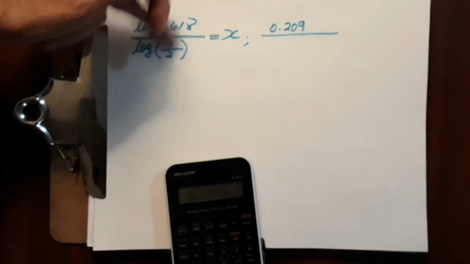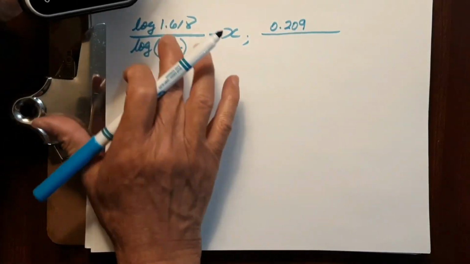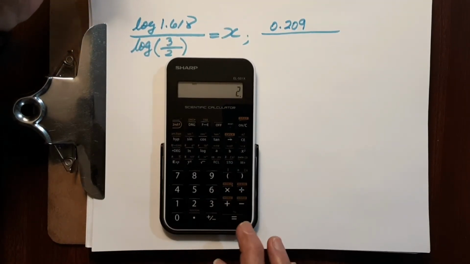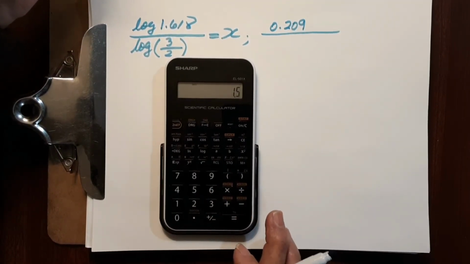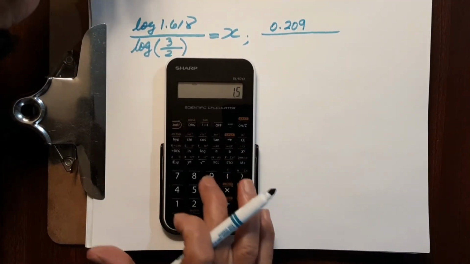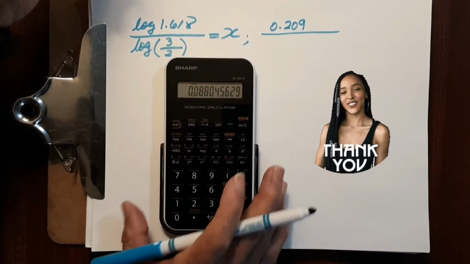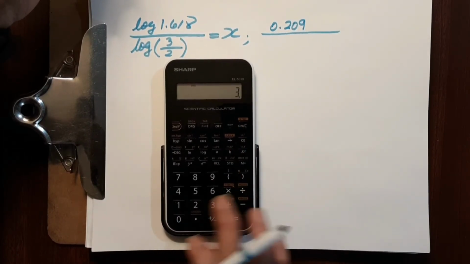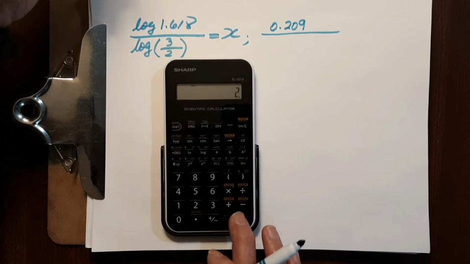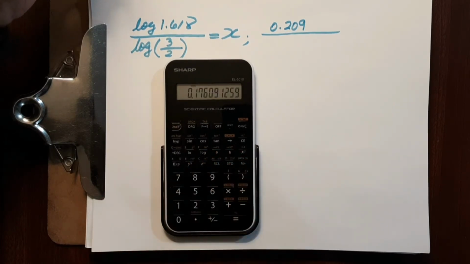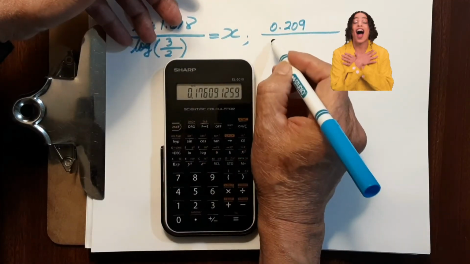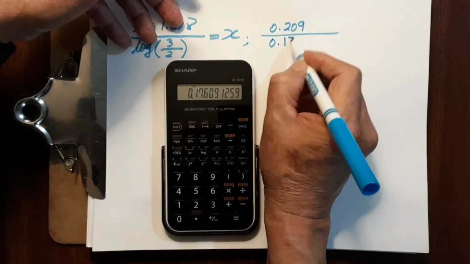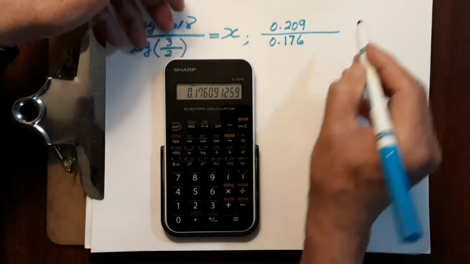Now we log this, but before logging, we have to divide 3 by 2. 3 divided by 2 equals 1.5. Now we log it. Sorry, I got something wrong. 3 divided by 2, log. And we get this, 0.176.